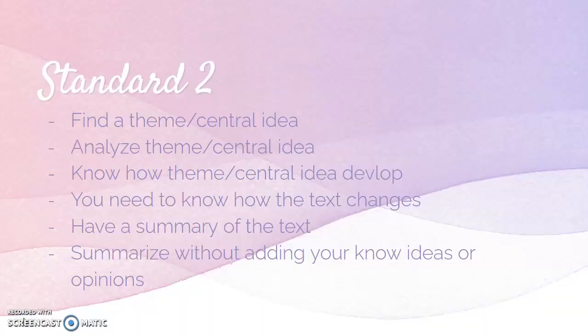Standard 2. You need to find a theme or a central idea, and analyze a theme or a central idea. You need to know how the theme or central idea developed. You need to know how the text changes throughout the story. You should also have a summary of the text that you're reading, and you should summarize without adding your own ideas or opinions.